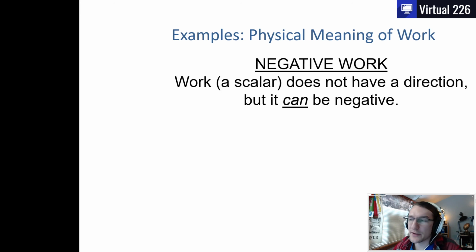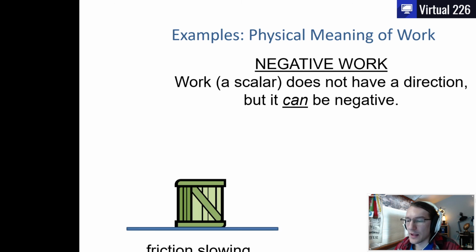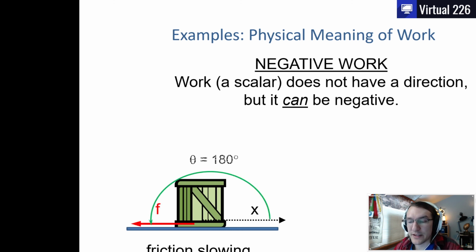You can also have negative work being done. While work is a scalar, so it's just a number, it doesn't have a direction, but it can be negative because you can put work into a system or take work out of a system. If you have friction slowing a box, so maybe a box was already moving to the right, friction's going to oppose that motion, and friction's going to act to the left. The angle between these is 180 degrees, and that means when you run Fd cosine of 180, the cosine of 180 degrees is -1. So you get a negative work in that regard.